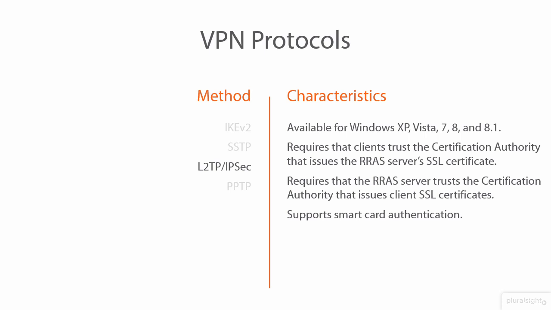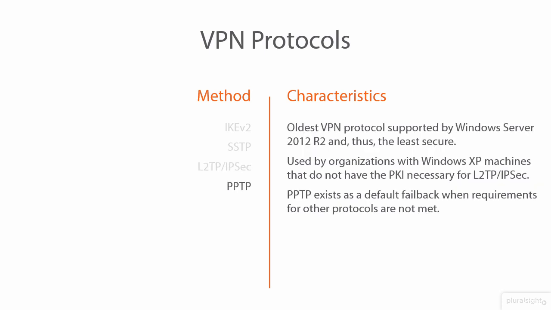If you are, however, an environment that doesn't have that PKI infrastructure, or really the ability to create it, then you're going to be defaulting down to the lowest security level, which is just simply Pptp. It is the oldest VPN protocol still supported by Windows Server 2012 R2, and it's been around for a very long time. It also, thus, is the least secure. It's generally used by organizations that have Windows XP machines that don't have that PKI necessary to support the additional functionality of L2TP over IPsec.